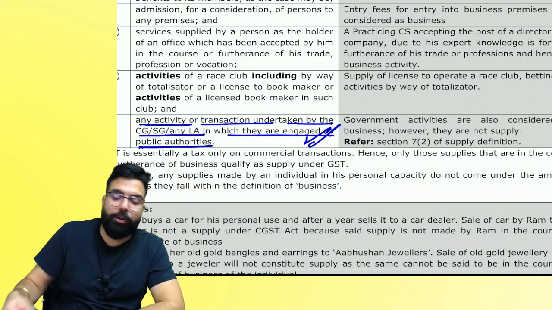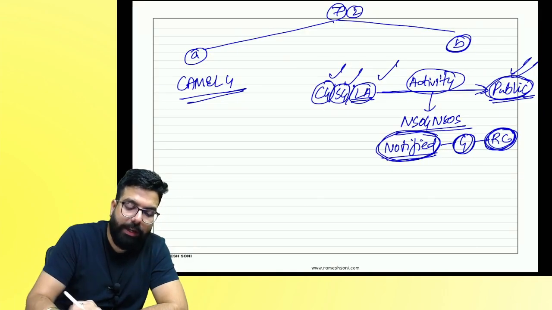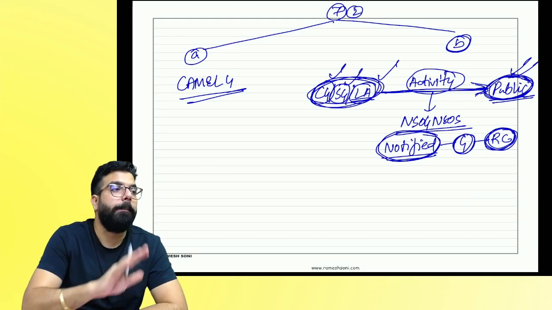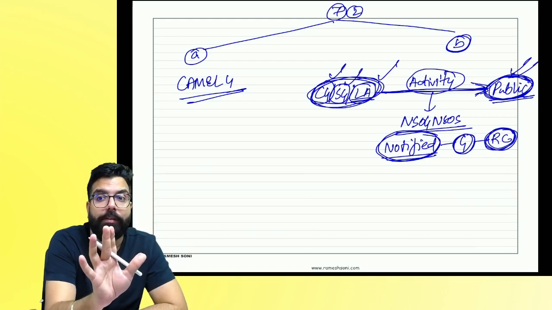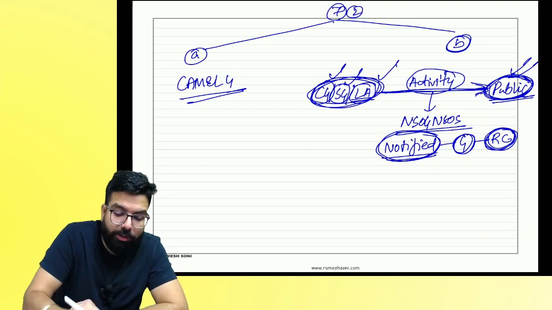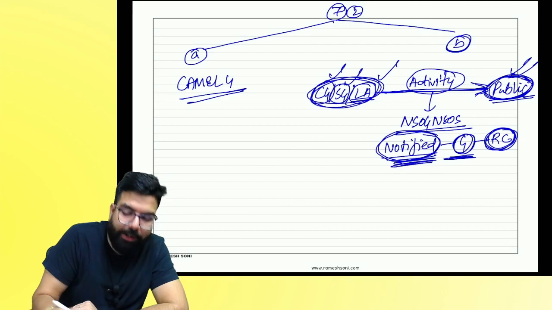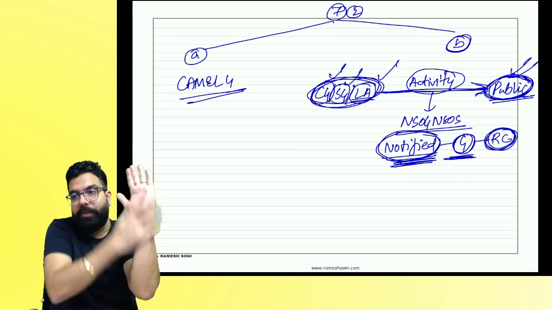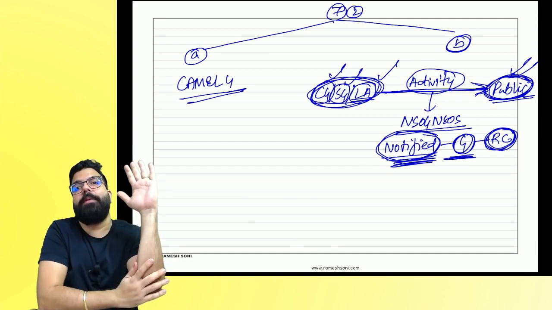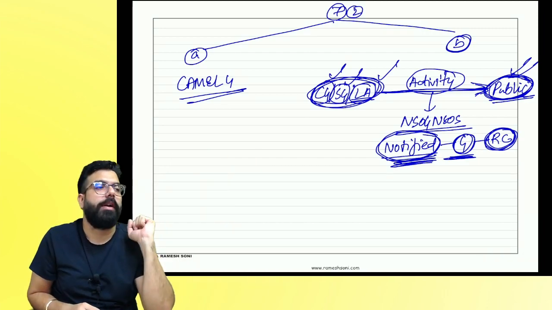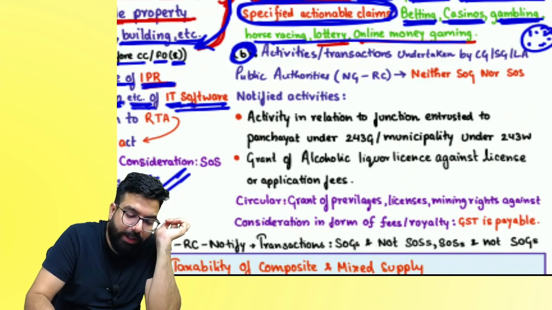But then they went ahead and told in Schedule 3 that when government will do an activity for the public, GST will not come. But that is not all activity. On which activity GST will not come? Which government has notified. Means government has issued a notification and told that this activity done by the government for the public, GST will not come. Let's see what are the activities.